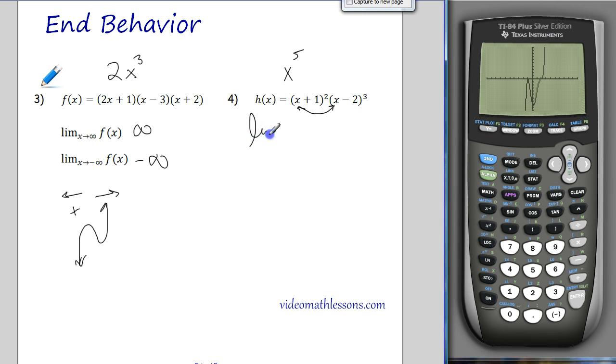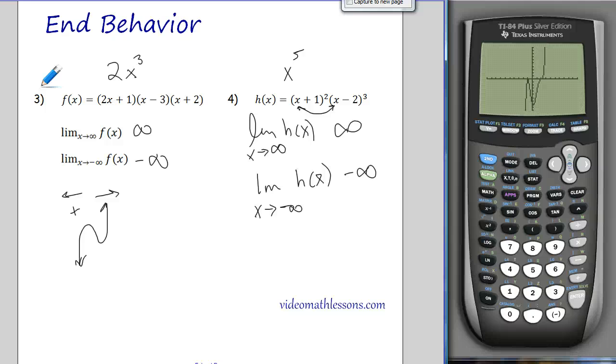So let's write this one as the limit, as this time we have h, as x goes to infinity of h of x. It's going up, so it's positive infinity. As the limit, as x goes to negative infinity of h of x, it's going down to negative infinity.